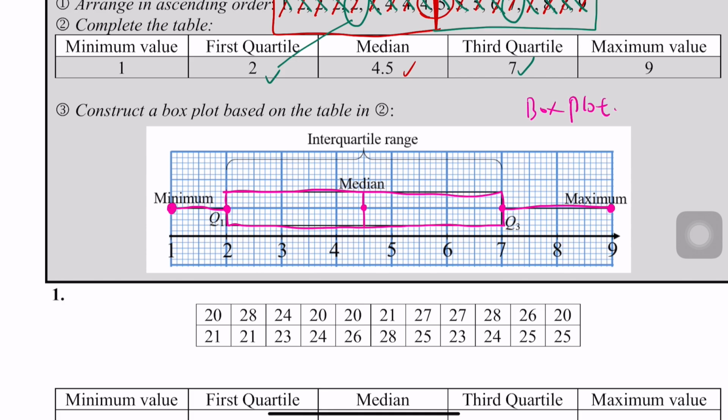Or before this, we call it whisker something. I forgot already. Box and whisker, something like that, because this is box and this is whisker. Misai macam misai kucing tu.